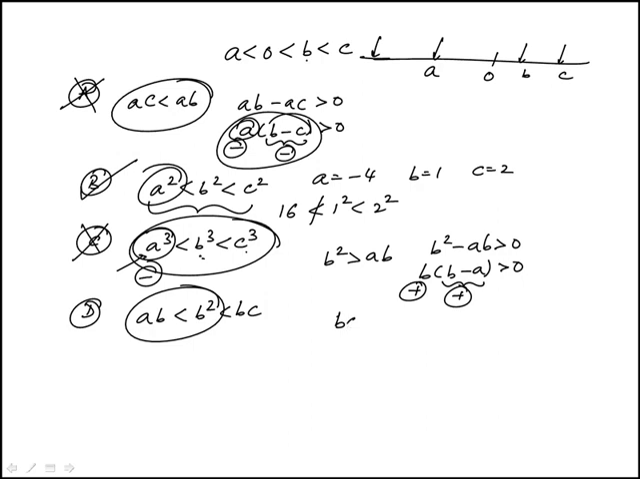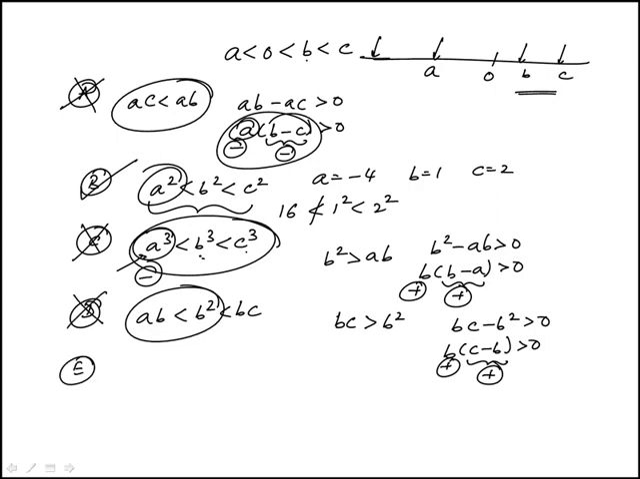And then finally BC, we need to assess this. Again, I factor B. B is positive. Again, C minus B is positive because C is greater than B. So that also holds true. So D is out. And then finally, A squared B less than A squared C.